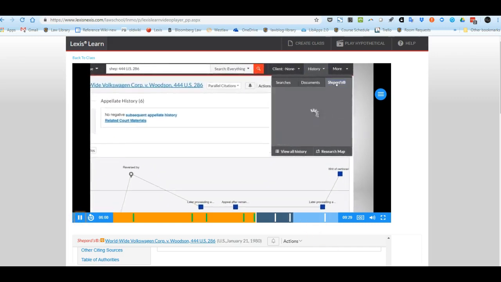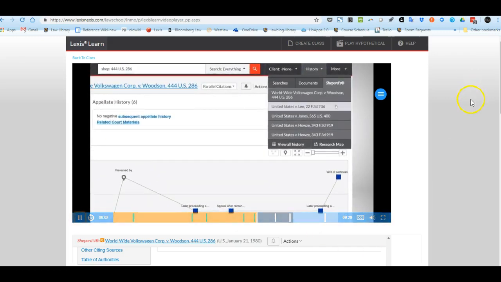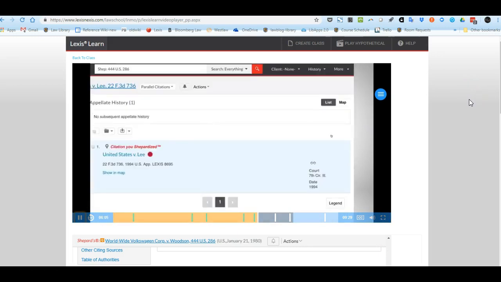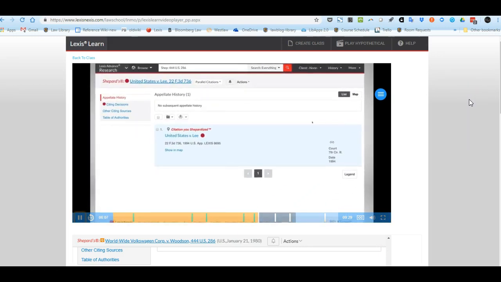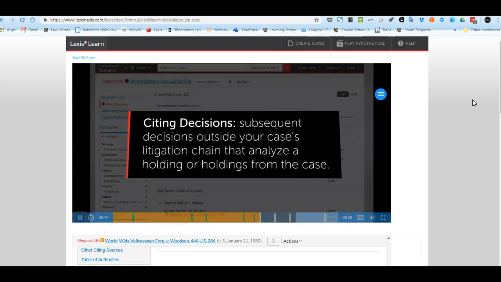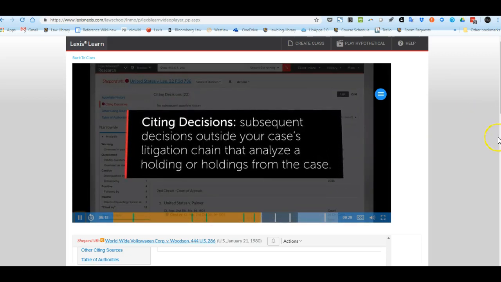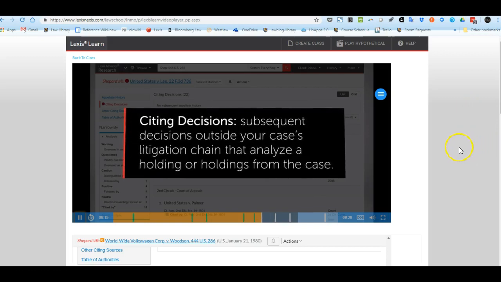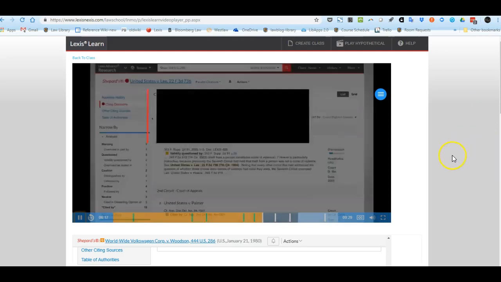Analysis of the holdings from the Lee case can be found by looking at the decisions from the other courts that have analyzed the Lee case under the citing decisions section of the Shepherd's Report. So now we're moving to citing decisions, outside the case's litigation.